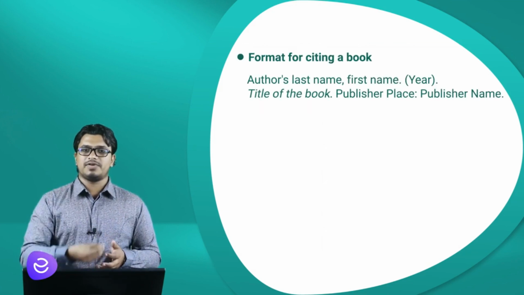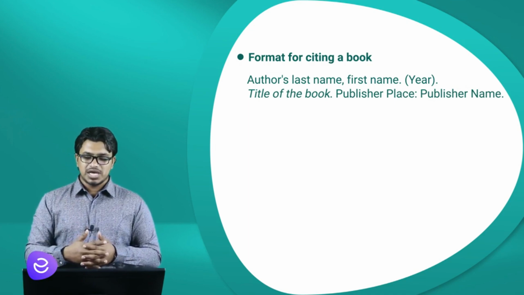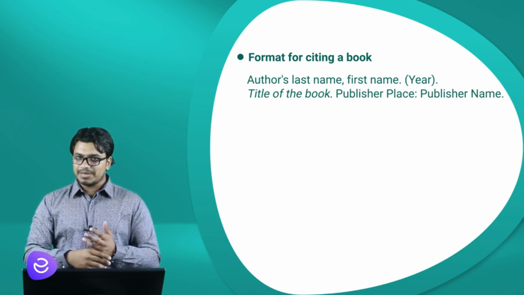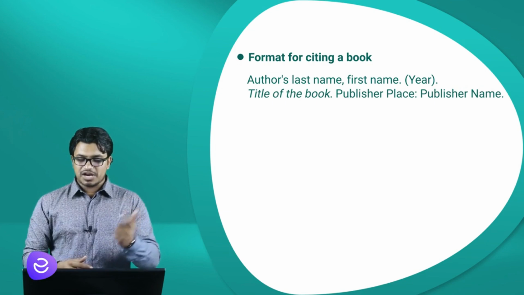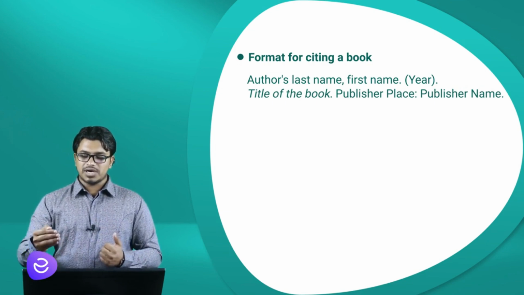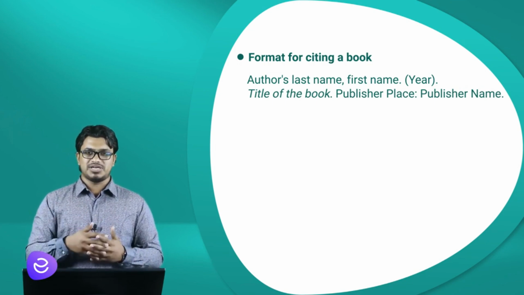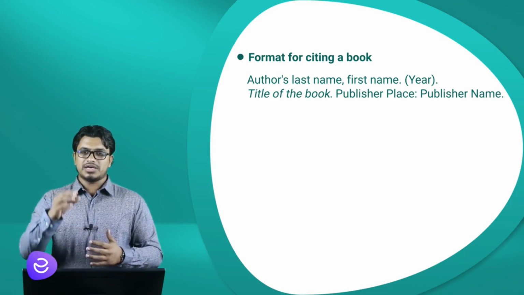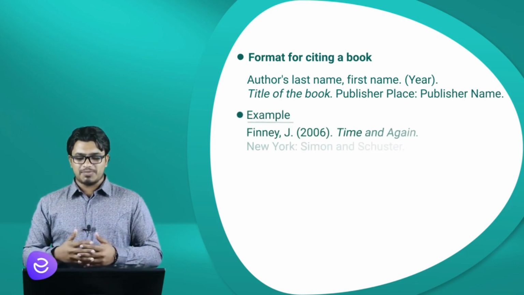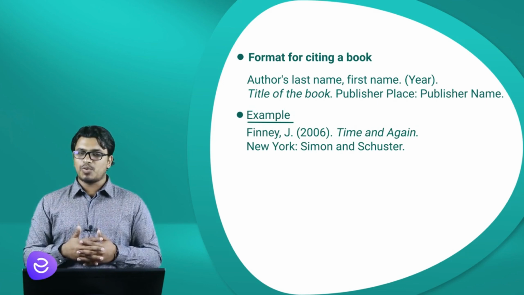In citing a book, if you are giving a book as a source, you use the author's last name, then first name, year of publication, title of work, place, publisher. That is the format. On your screen you can see an example of the APA format while citing a book.